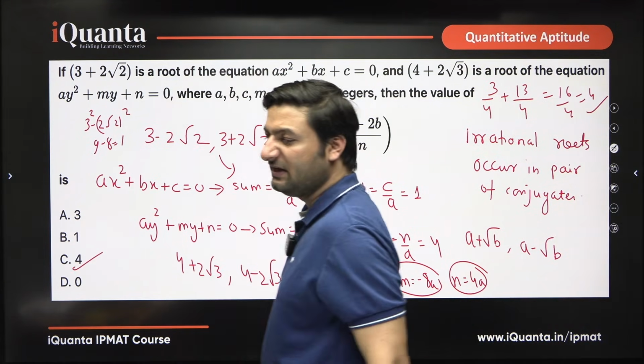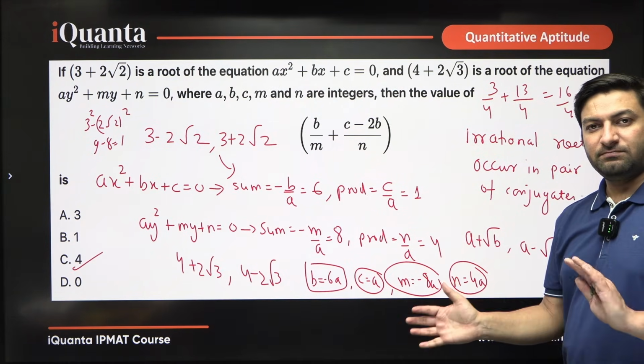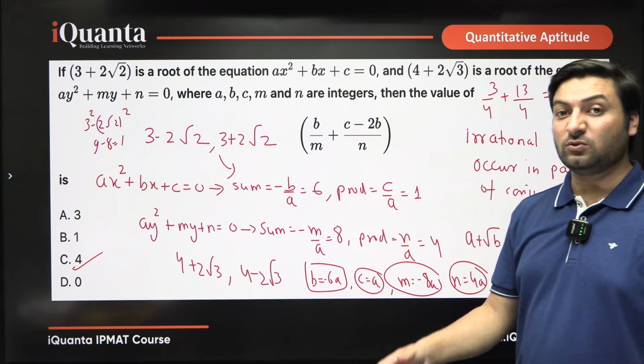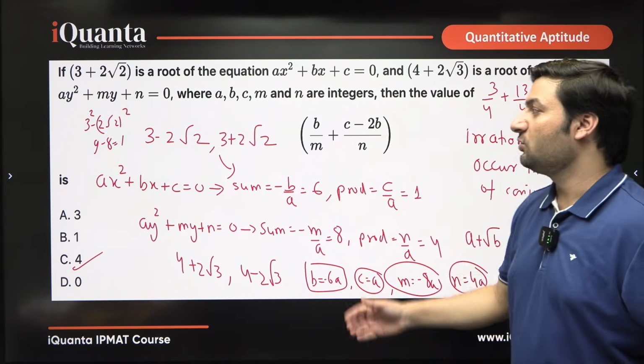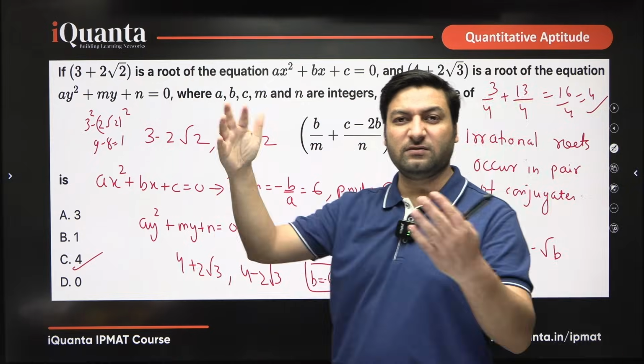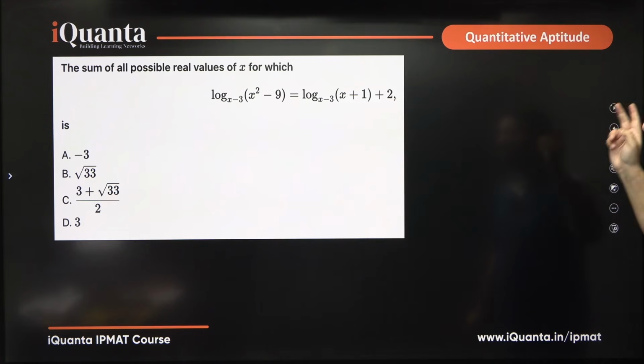Looks complex but very easy. Remember irrational roots or even imaginary roots, they also occur in pair of conjugates, okay. So, if one root was given 2 plus 3 iota, another will be 2 minus 3 iota, okay. You have to remember this.